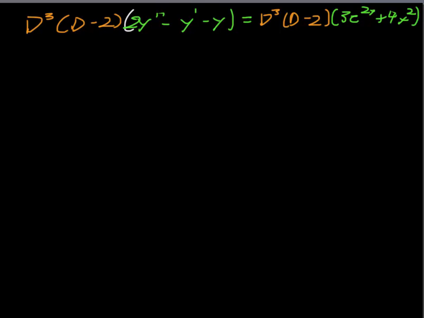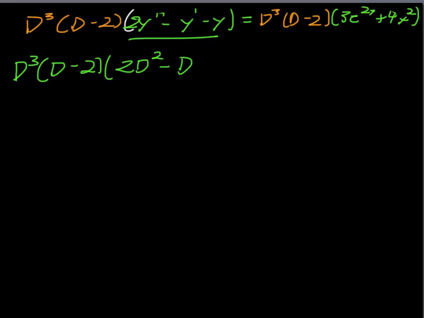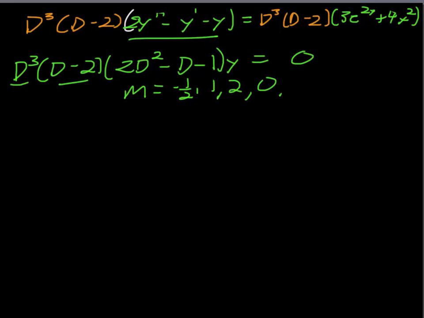Okay, now what does this leave us with? Well, what I'm going to do is factor the y out of this here and write it as differential operators. So this is d cubed times d minus 2 times 2d squared minus d minus 1 times y. And this is going to equal 0 because this annihilates. Now we have a new homogeneous linear differential equation, and this is what we're going to have to solve. Well, of course, you see that m is already negative 1 half and 1 from this part, which we found earlier. So we have that here as well, but now we have more answers. From here, we have 2, and then from here, we have 3 zeros.